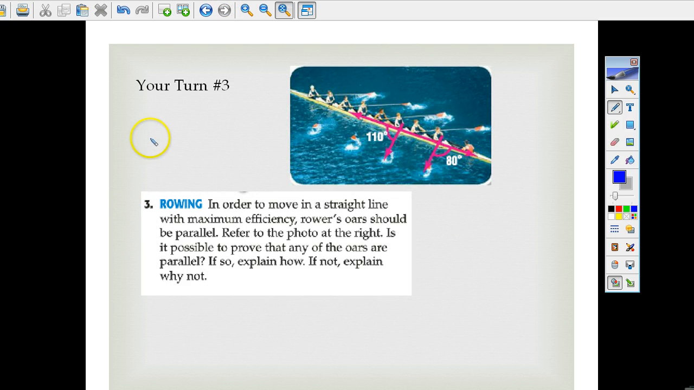Here's your turn, number 3, rowing. In order to move in a straight line with maximum efficiency, oars should be parallel. Refer to the photo at the top. Is it possible to prove that any of the oars are parallel? If so, explain how. If not, explain why not. There's your last question of the day, and when you're done with this, you're done with the homework.